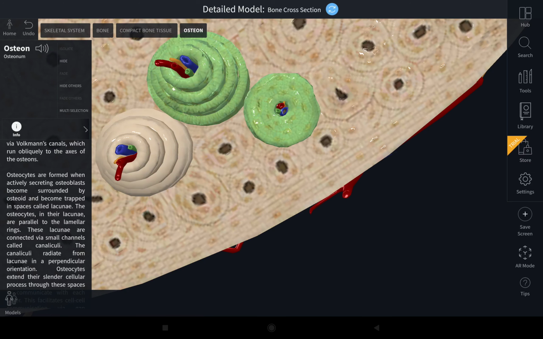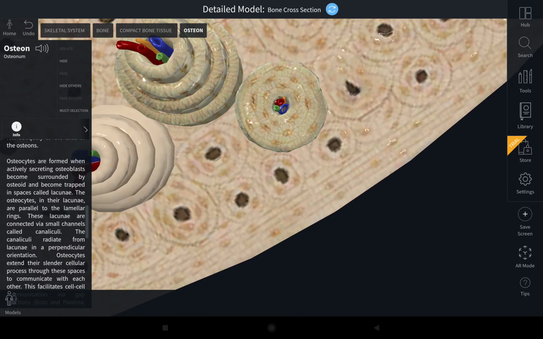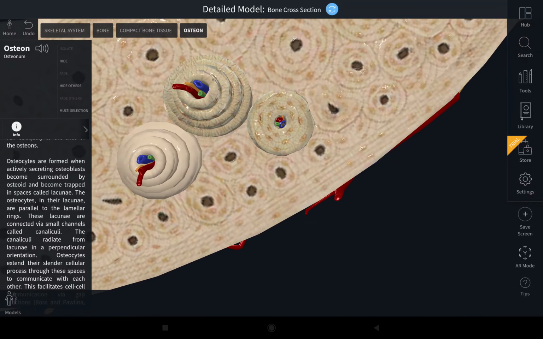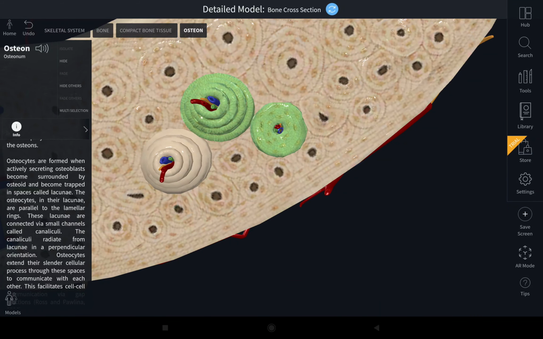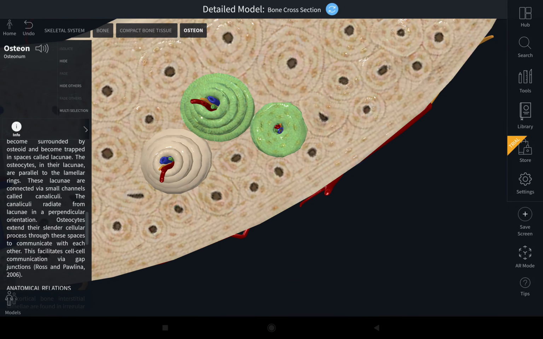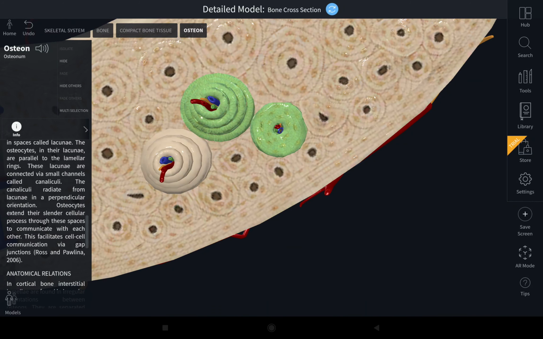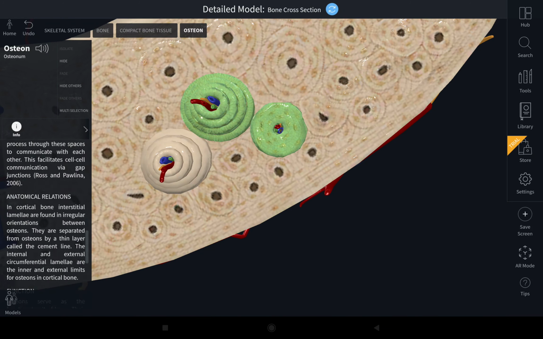The canaliculi radiate from lacunae in a perpendicular orientation. Osteocytes extend their slender cellular processes through these spaces to communicate with each other. This facilitates cell-cell communication by gap junctions.